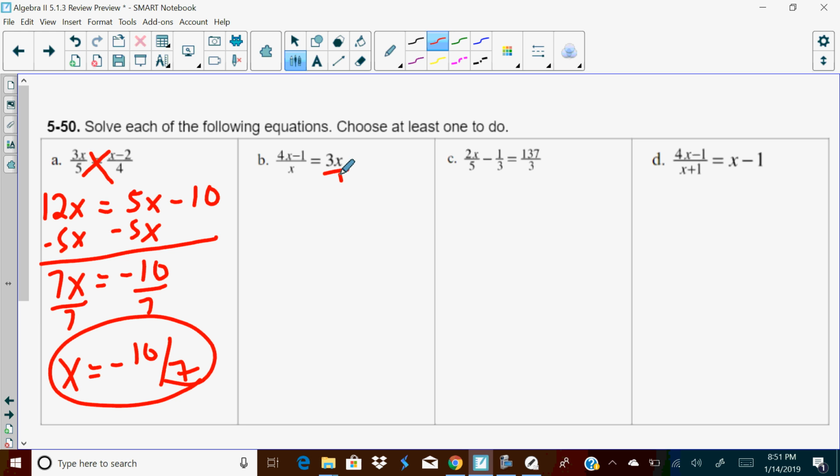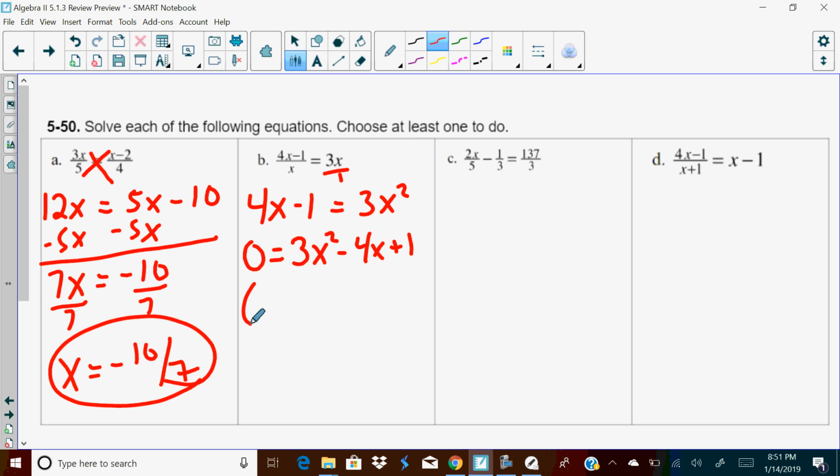Problem B, so I imagine there's a 1 underneath. So I multiply, so I get 4x minus 1 equals 3x squared. So then I'm going to solve it, let's set it equal to 0. So 0 is going to equal, I'm going to subtract everything to the other side. So I get 3x squared minus 4x plus 1.